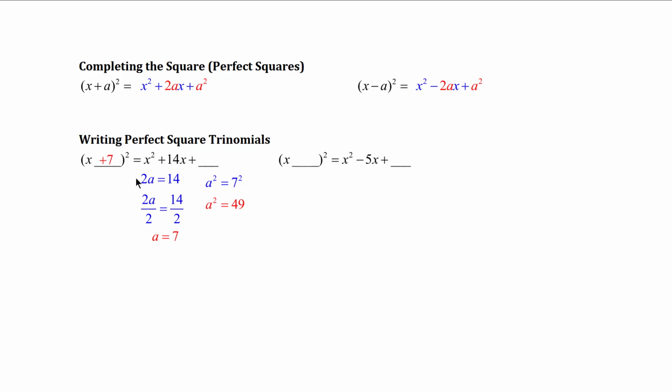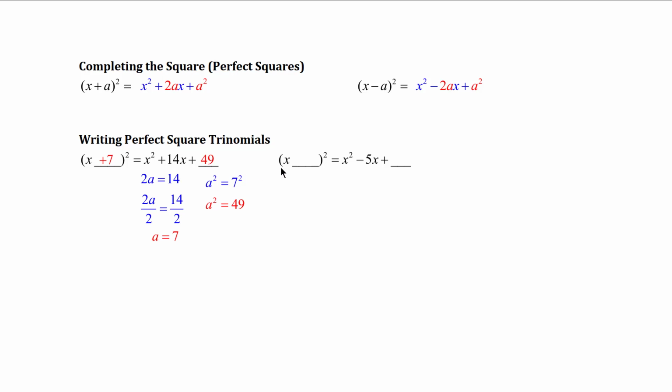And then we take our value for a squared and substitute it into the blank space on the right side of the equation. So we have (x + 7)² = x² + 14x + 49. And now we've finished completing the square. Let's go over another example.